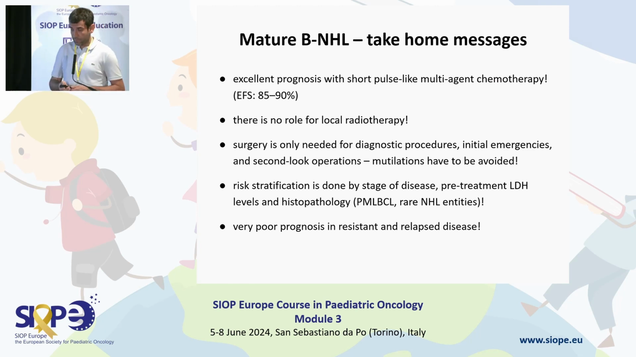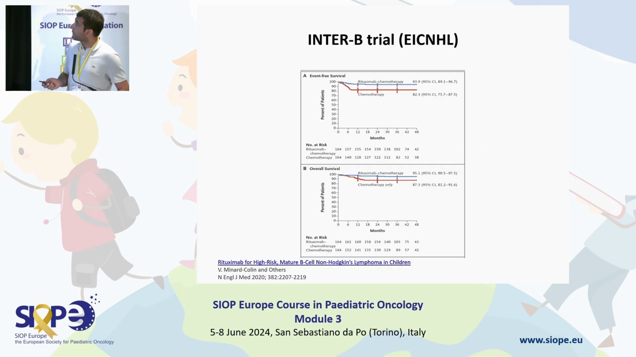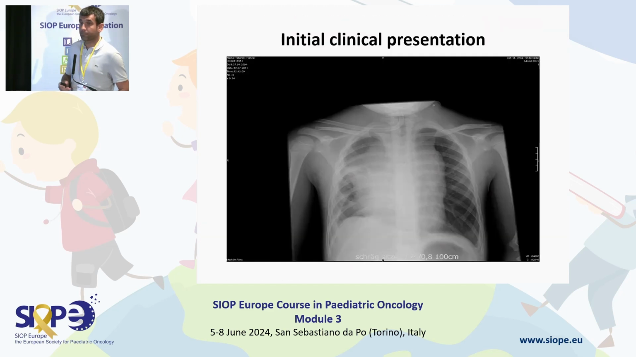This slide I have shown in the liquid tumor track to all of you. I will not go through it. You know that we have a very good prognosis for primary disease, no role for radiotherapy. Surgery is only needed for diagnostics and second look operation. Risk stratification we discussed, and we also discussed extensively that we should solve the problem of Burkitt's with primary frontline therapy and try to avoid relapses. This I think we can skip.